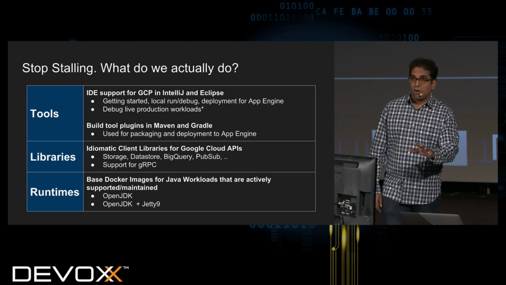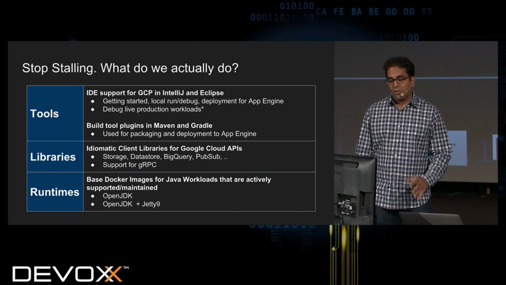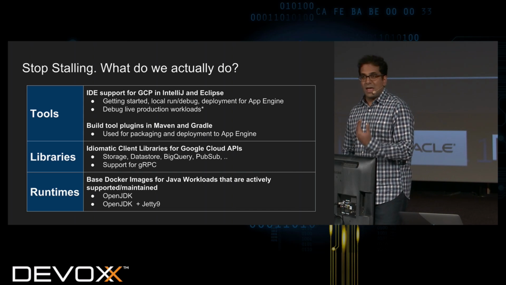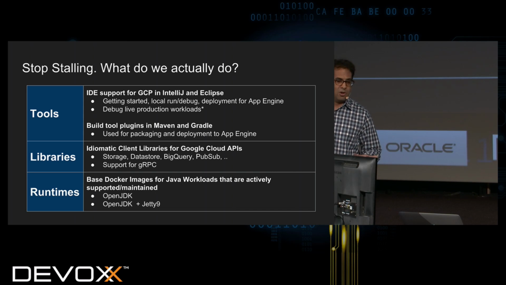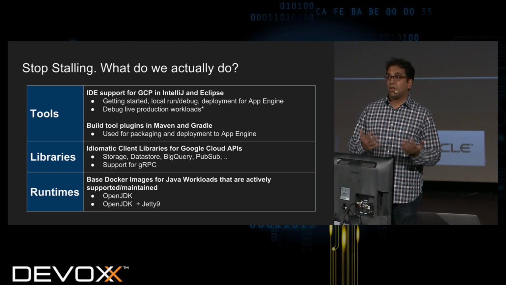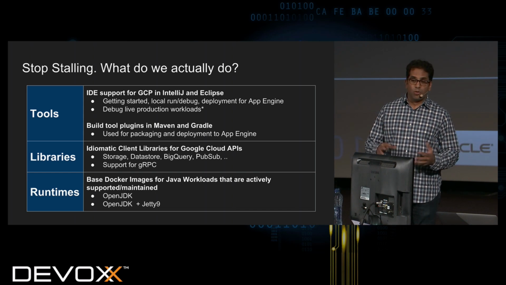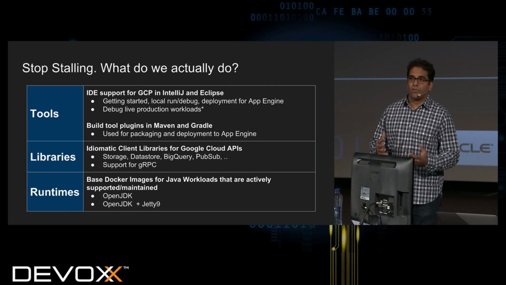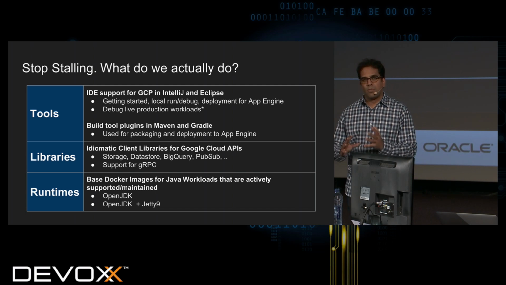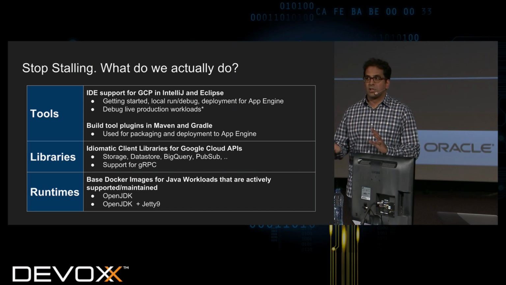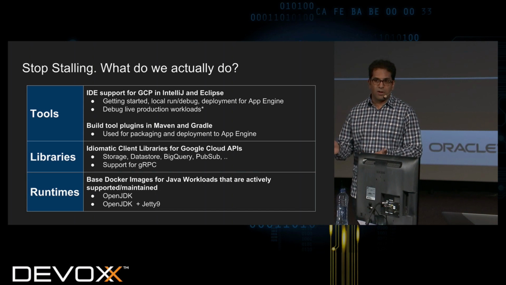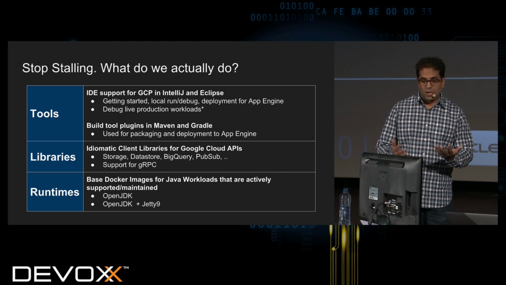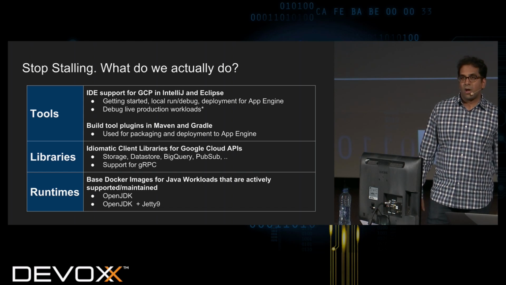And the third area that we're working in is basically the runtimes area. So what are these? The runtimes are base Docker images for Java workloads that we actively support and maintain. We have an image for the OpenJDK, the OpenJDK plus Jetty9, and what we do is we maintain them, we patch them, we make sure they're performant, and we make sure that if you're running a workload on them, you get a bunch of the diagnostic features of Google's cloud platform out of the box. One of them is called the Cloud Debugger, which Patrick is going to go into soon. And we will start working on a runtime for Tomcat.